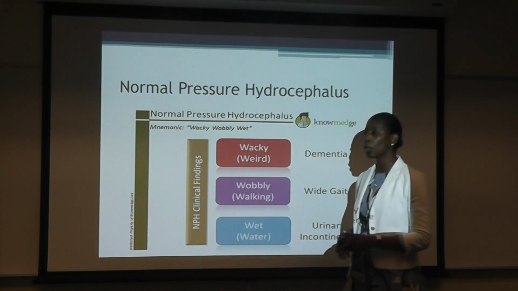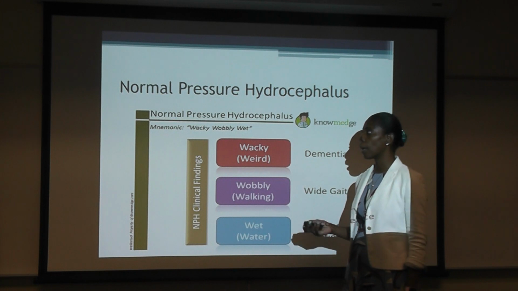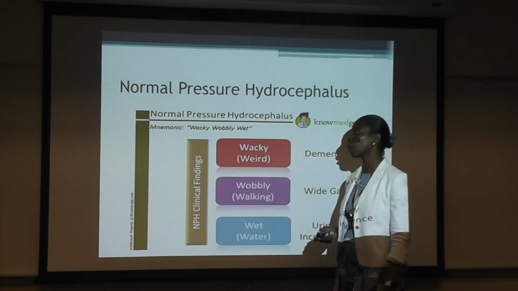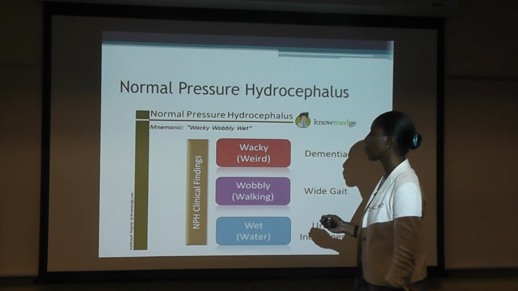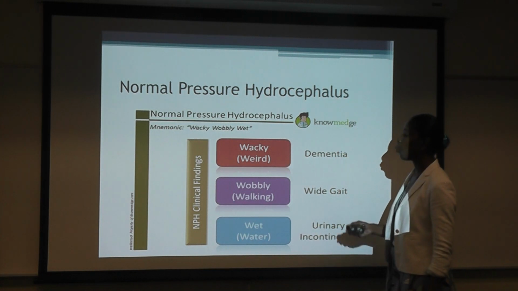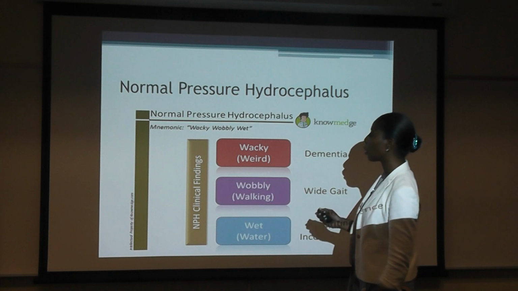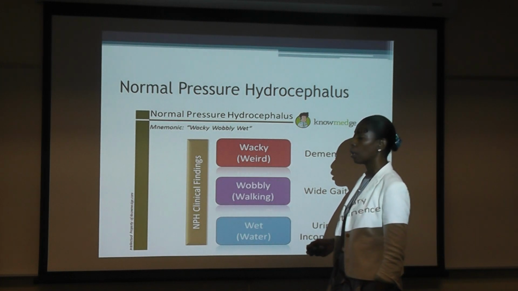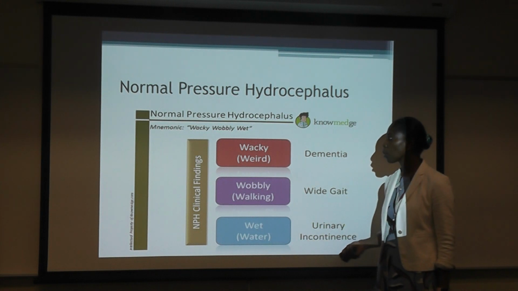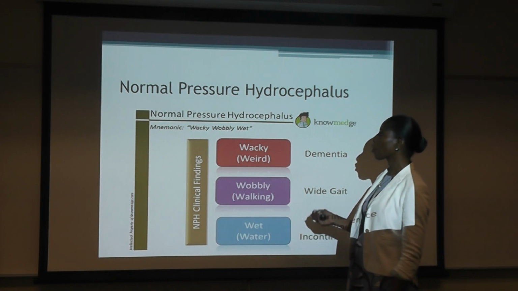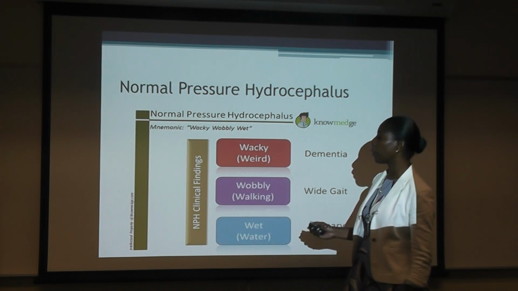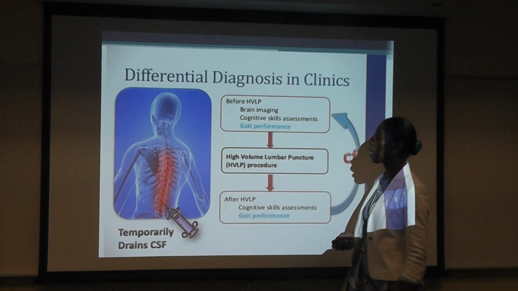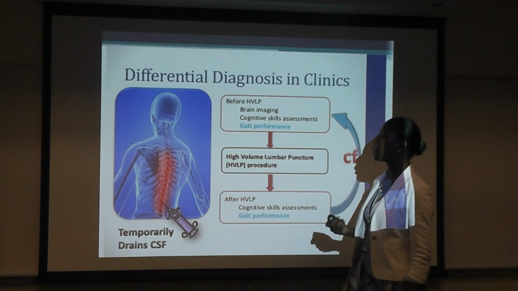So the triad of symptoms that neurologists usually look for when they're trying to diagnose normal pressure hydrocephalus is wacky, wobbly, wet. Wacky meaning that they're altered, wobbly, they have difficulty walking, and wet, usually incontinence. Someone who comes in and starts deteriorating and has these three findings should have a workup for normal pressure hydrocephalus. And how they work it up is they do a large volume tap.